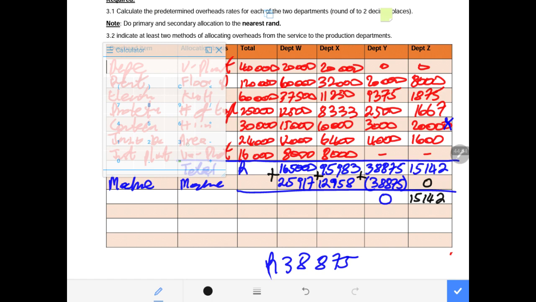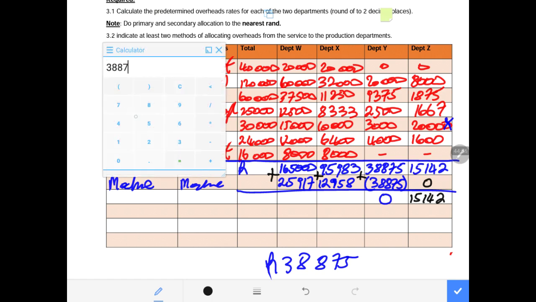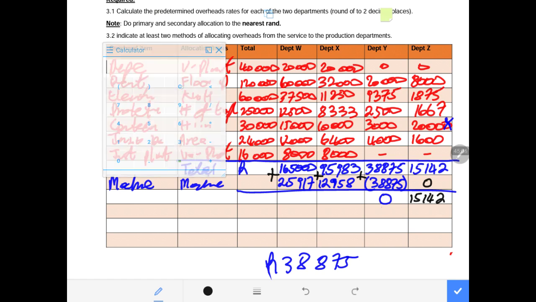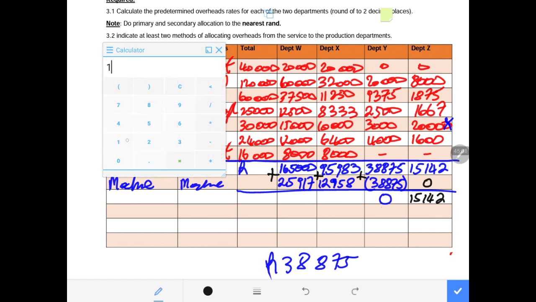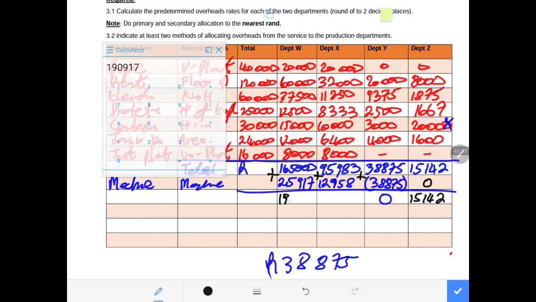15,142. Then we say 38,875 minus 38,875 is equal to 0 already. So we don't do anything about that one. We come to the first department. We say 165,000 plus 25,917. How much do we get? We get 190,917.